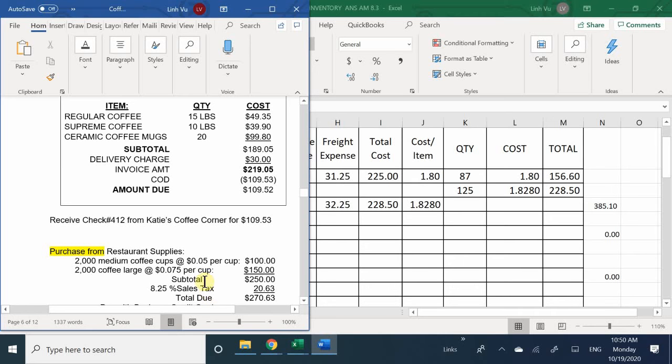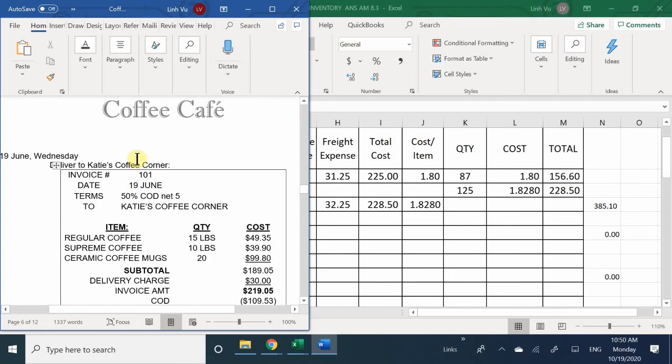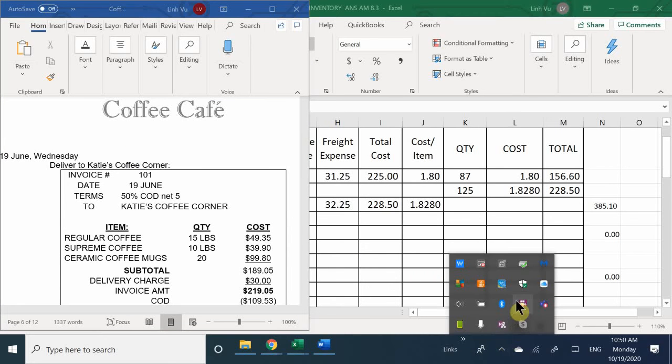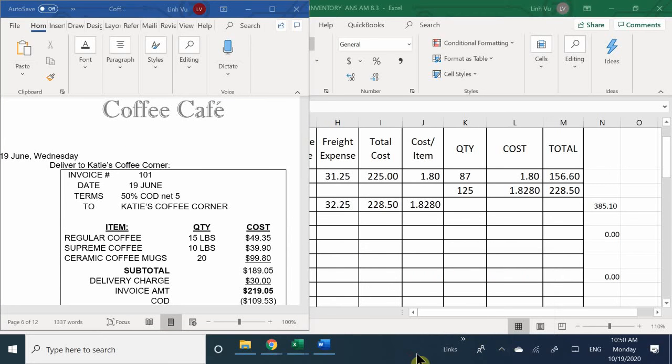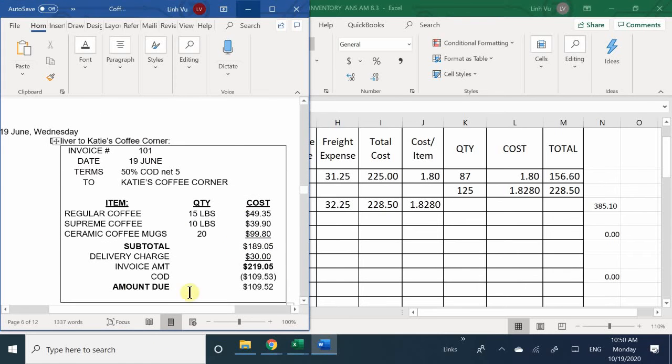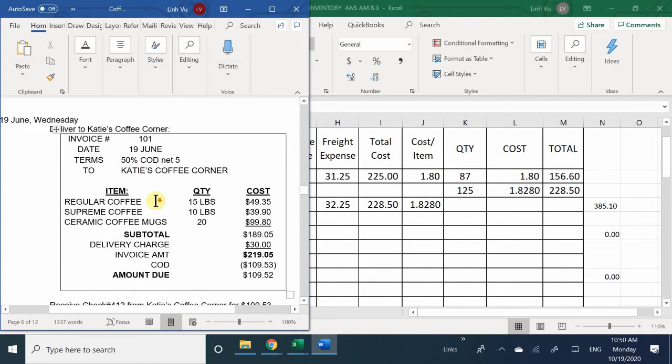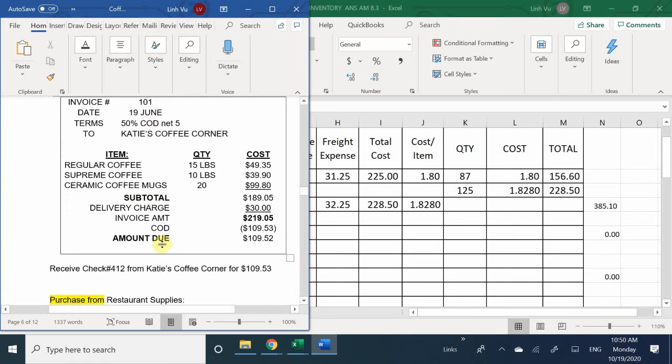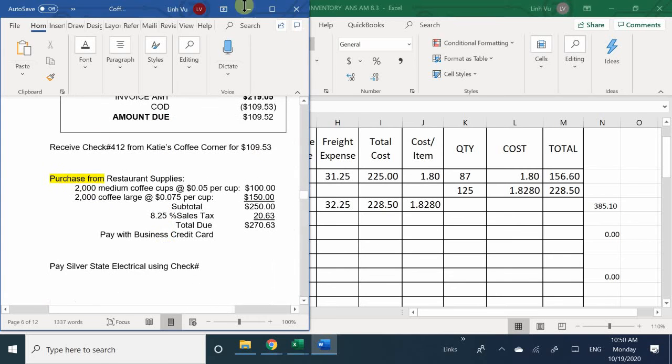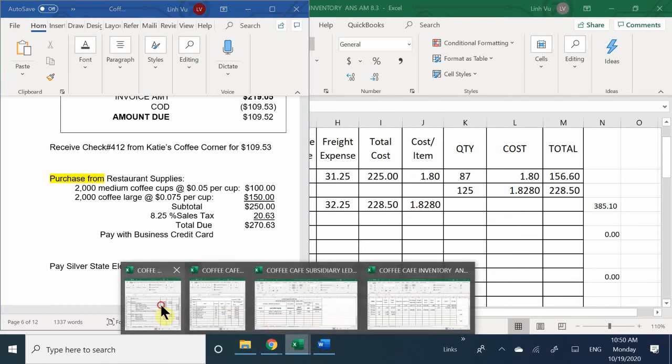Okay, so we just finished our first delivery to Katie's Coffee Corner, right? And we realized that we had a lot of things that we need to do. We needed to update the subsidiary ledger for Katie. We need to do the commissions, and we also need to do the inventory worksheet. So there's a lot of transactions that happen, especially when you're doing sales. In this one, there's 3 things that we need to look at. All right. So with that being said, now let's go ahead and continue.